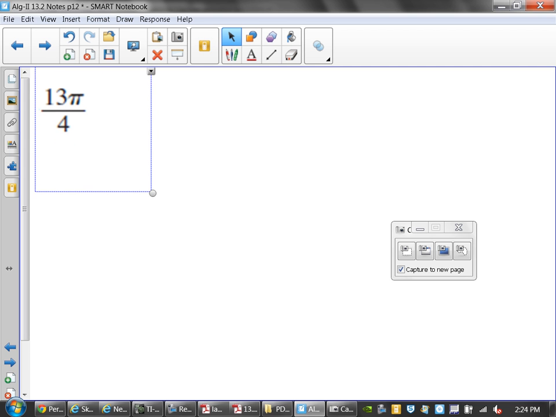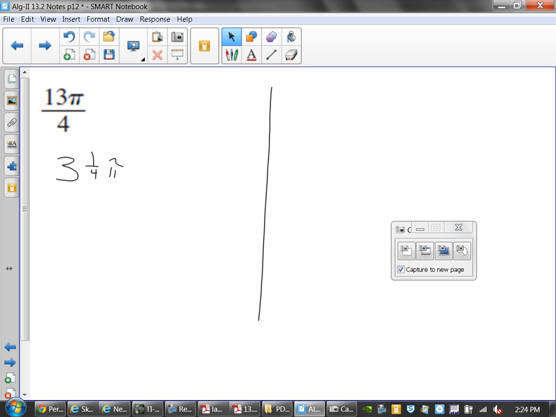13 pi over 4. I'm going to graph it. I'm going to find the positive and negative coterminals. First thing I'm going to do here is show you 2 ways to think about this. 4 goes into 13 how many times? 3 times, and how many are left over? All right, so it's 3 1/4.